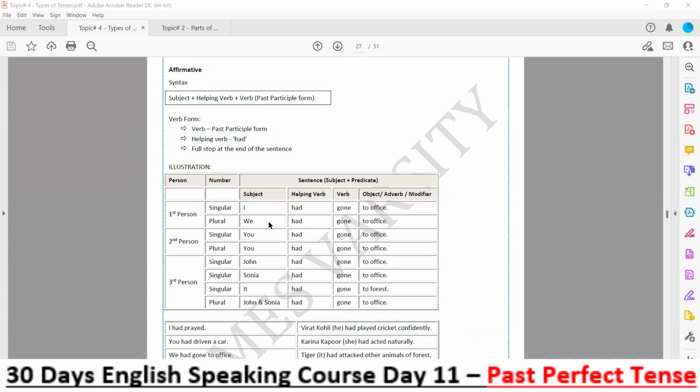Yes, please go ahead. We had gone to office. आज हम ऑफिस गए थे. Yes, no aj, right? The word today is not used here, so you cannot add aj. Yes, next. You had gone to office.